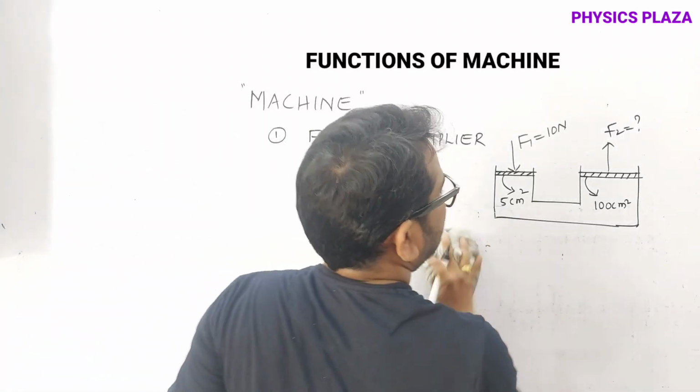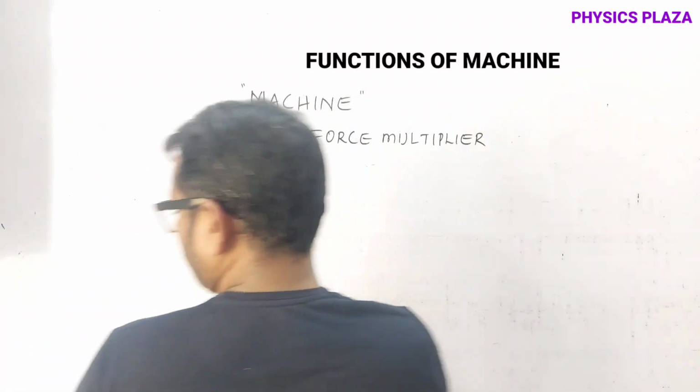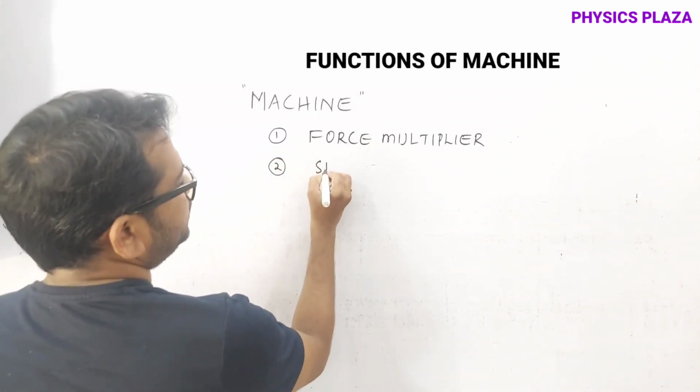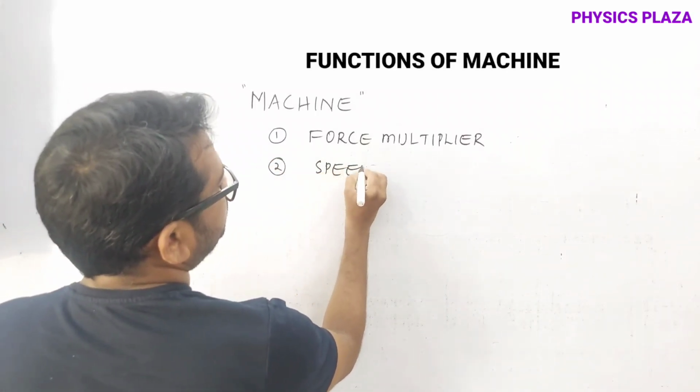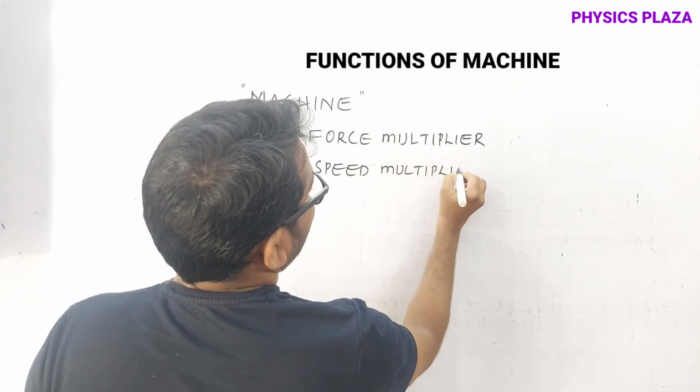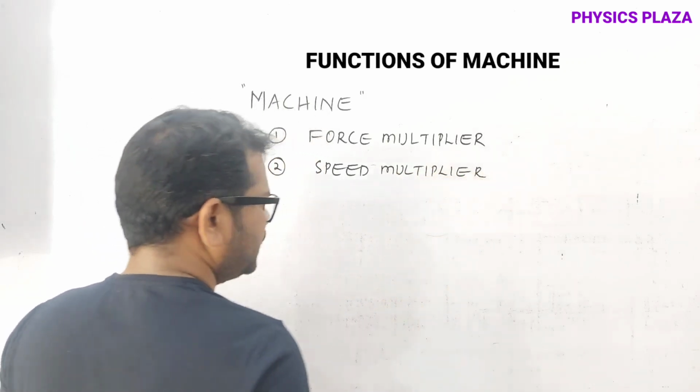The force multiplier is the first one. Now let us see the second one, children. A machine can also act like a speed multiplier. Speed multiplier means there will be a gain in speed.